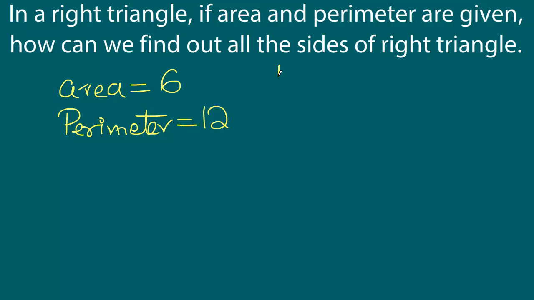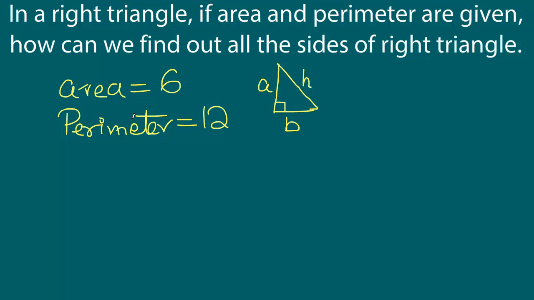So let's imagine that a right triangle looks something like this. This doesn't look like a right triangle, but let's assume this is 90 degrees. So let's call this side A for altitude, B for base, and let's call this side H for hypotenuse, right? Now, let's write the information that is already given to us.